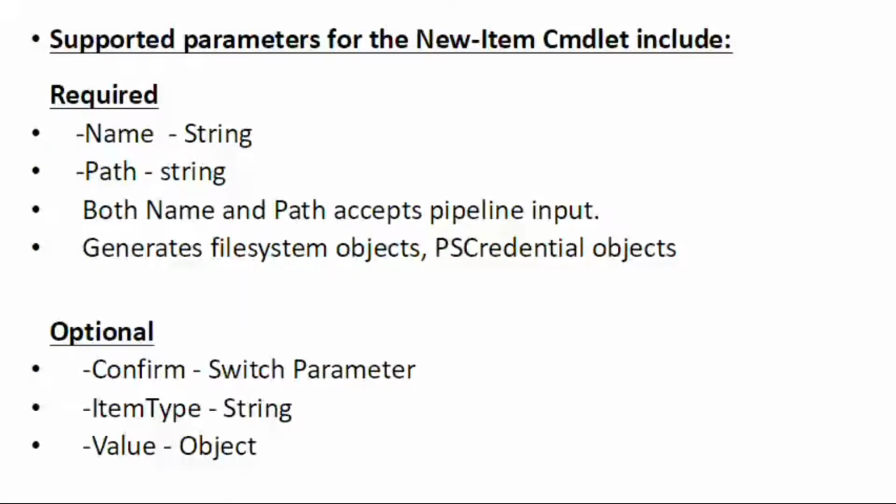Supported parameters for the New-Item cmdlet include Name and Path. These are required parameters, and they're both strings. Both Name and Path accept pipeline input. Some of the objects generated include file system objects and PSCredential objects. Then there are also some optional parameters we can use, like Confirm, ItemType, and Value.